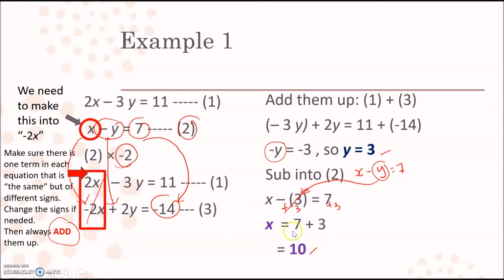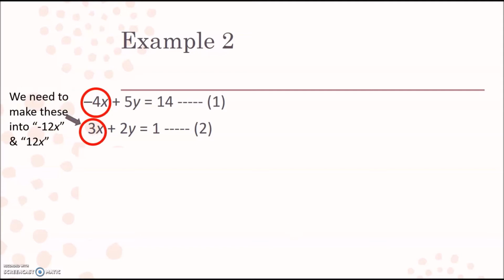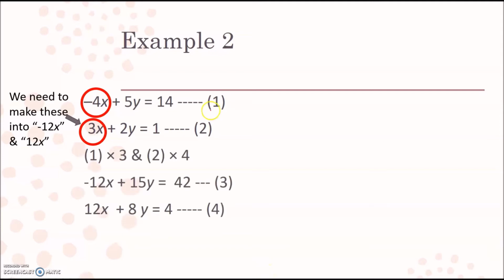Right? So let's try a couple more examples. So for this example, you can see that, again, we do not have anything that's roughly the same yet. So what we can do is that we try to make the x term the same. So the same meaning that let's make it into 12x and 12x, but one negative, one positive. So for the first equation, I'm just going to multiply by 3 because negative 4, when I times 3, I get negative 12x.